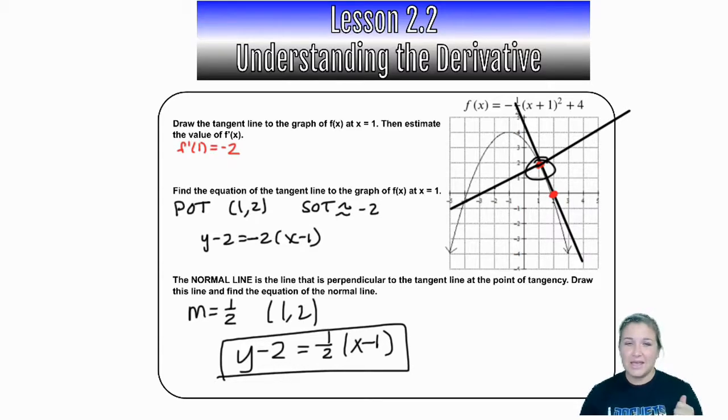Remember, when I say slope of the tangent line, you say derivative. When you say slope of the tangent line, I say derivative. So remember that.